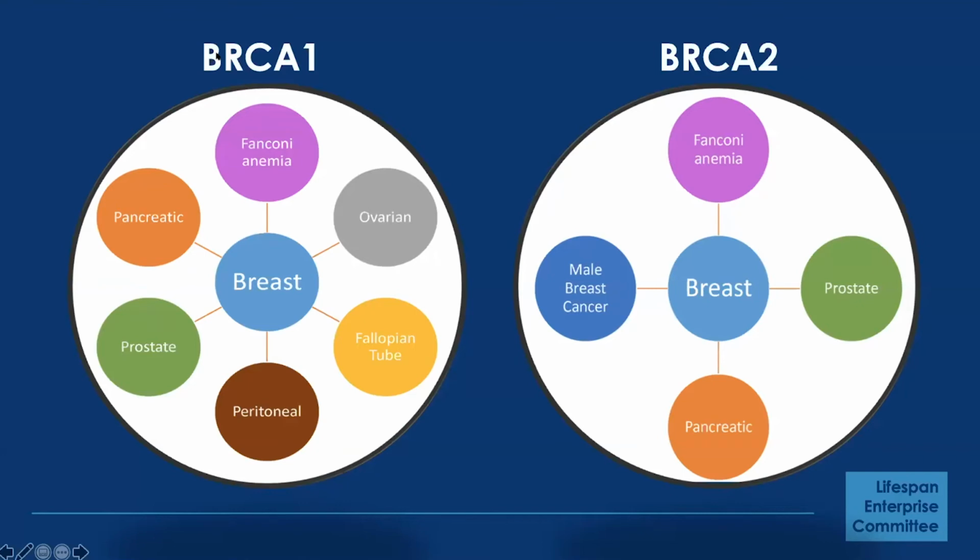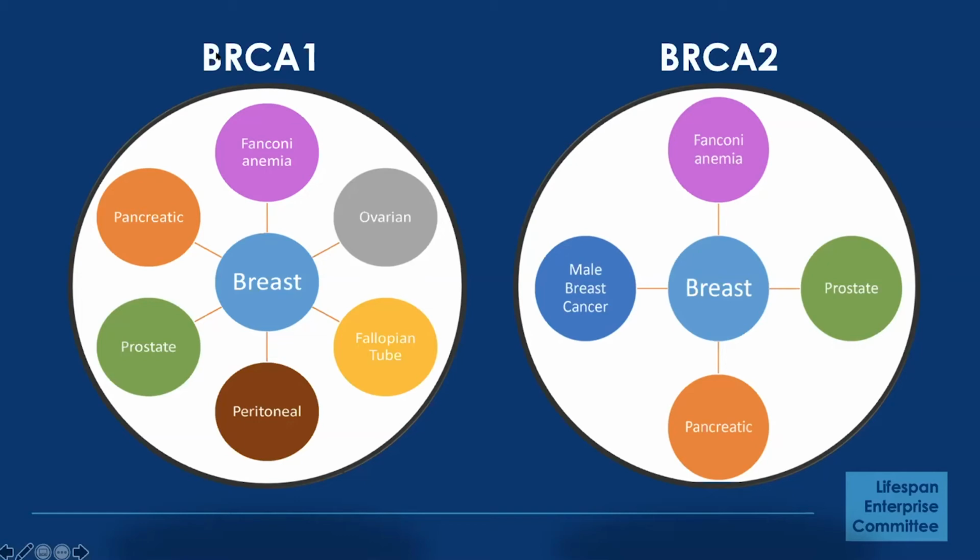So this is an example of how we can use the information that we have in our database. BRCA1 and BRCA2 are two known genetic mutations, and we currently know that those mutations predispose individuals to more than just breast cancer.